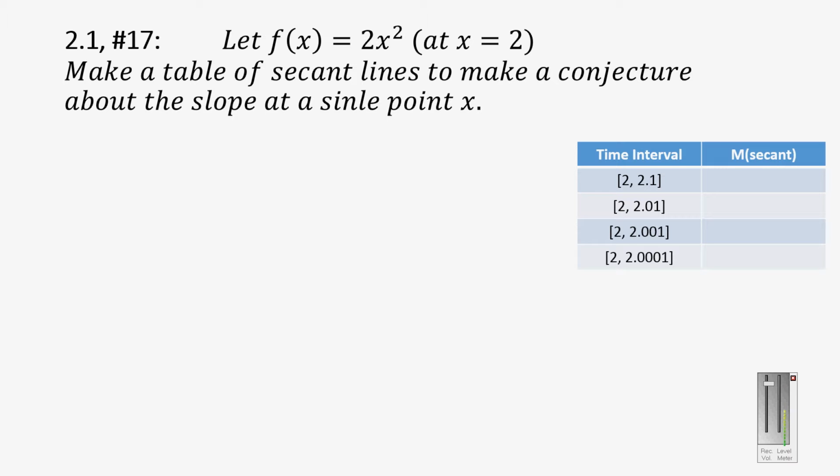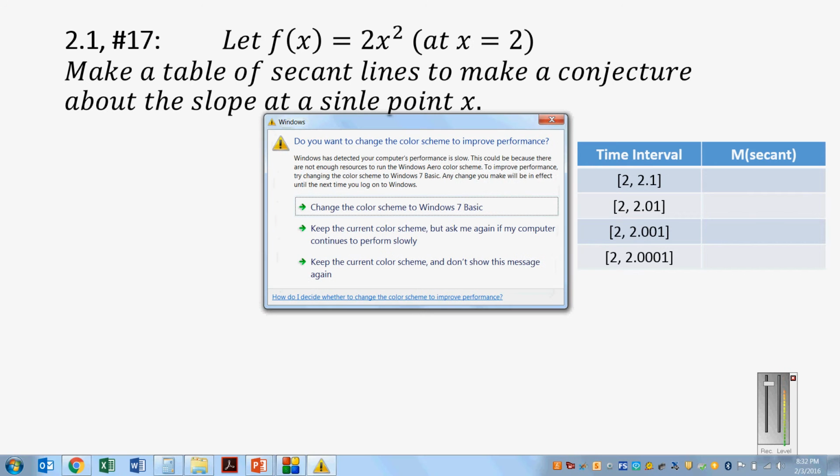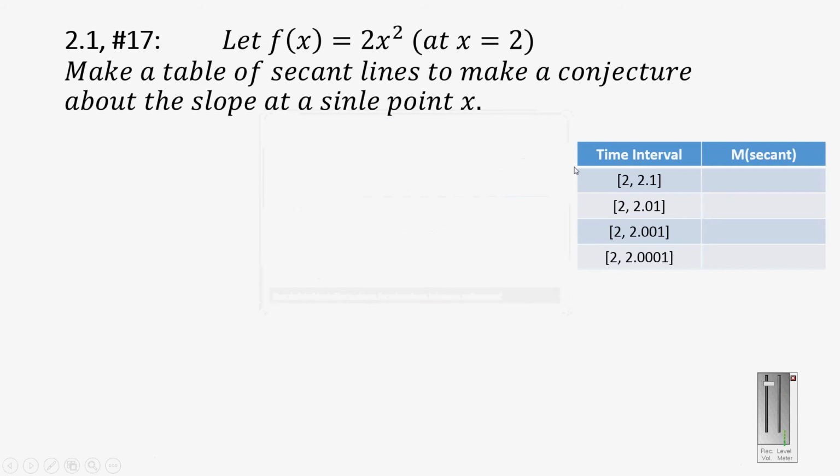I think the big difference, though, is that they're not telling you what numbers to use. If I'm correct here, yeah, they're not. They're just saying do it at point 2. So there's a couple different ways you can go about this. You could pick numbers on both sides of point 2. I prefer just to use point 2 and then to keep getting closer and closer with that second point. So if I go 2, 2.1, then I go 2, 2.01, so on and so on and so on.